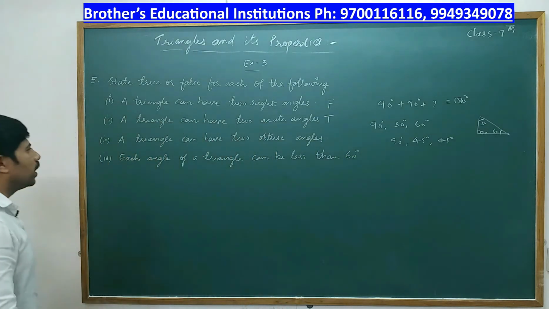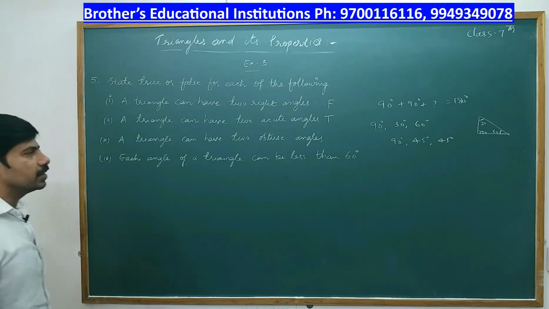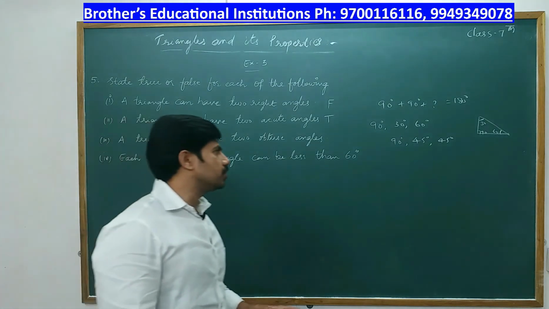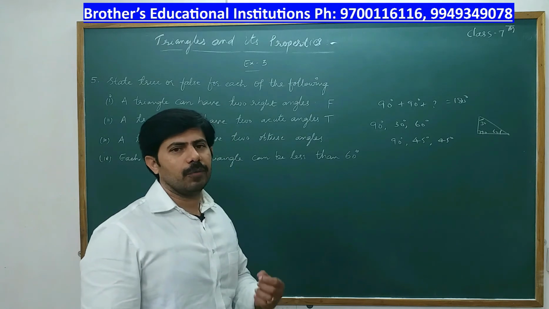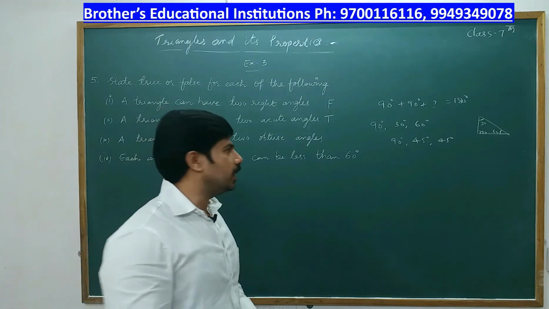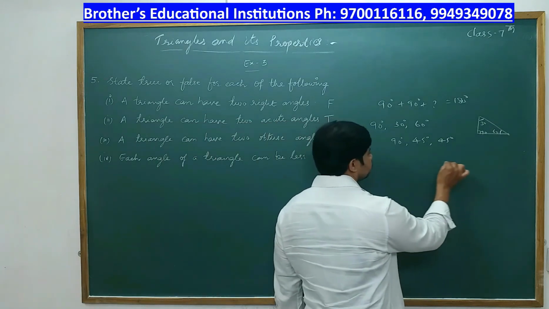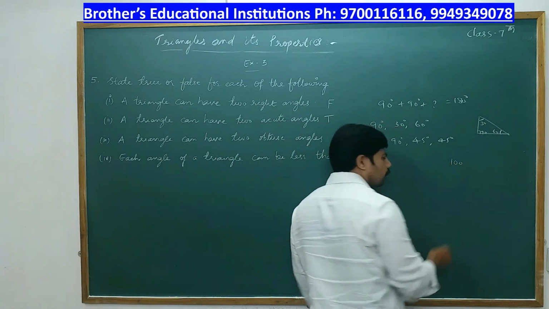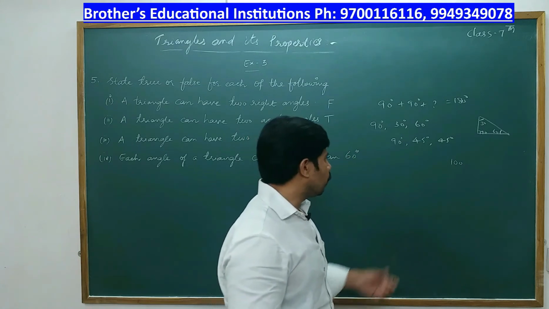Then the third one, a triangle can have two obtuse angles. A triangle cannot have two obtuse angles. One obtuse it may have, but two it is not possible. Obtuse means what? Greater than 90. Greater than 90 means maybe 100 degrees, 95, anything more than 90. So one can be obtuse.